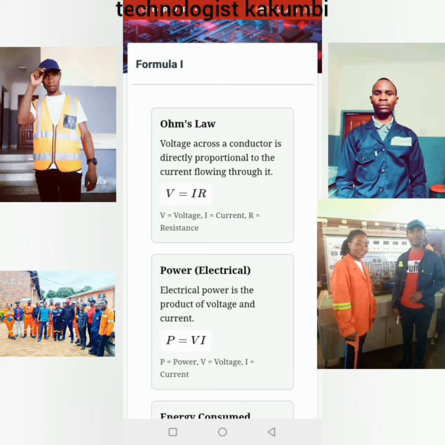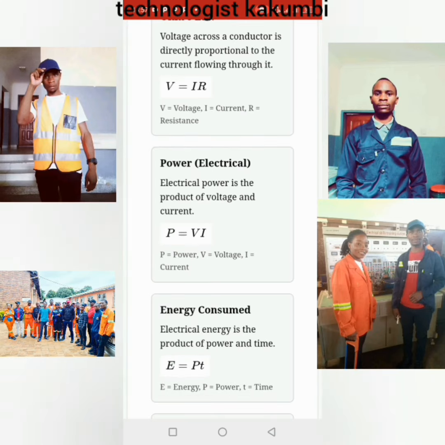So Ohm's law states that the voltage across a conductor is directly proportional to the current flowing through it, which simply means wherever you see V, we are talking about voltage, I, current, R, resistance. Be familiar with this because you'll be dealing with these things until you complete this field.